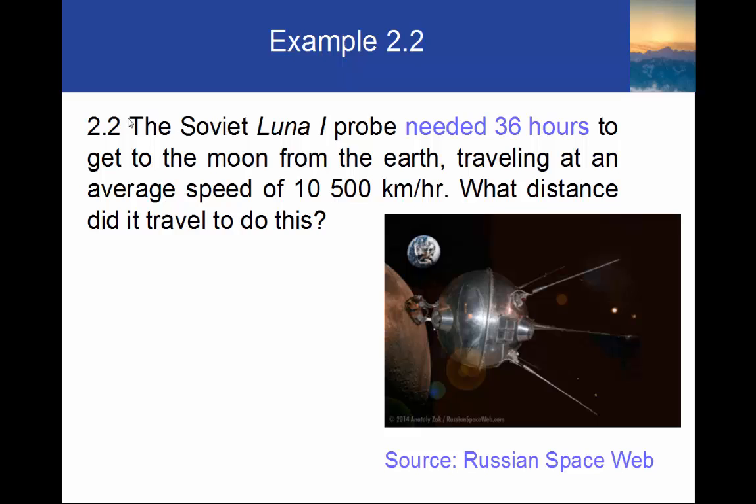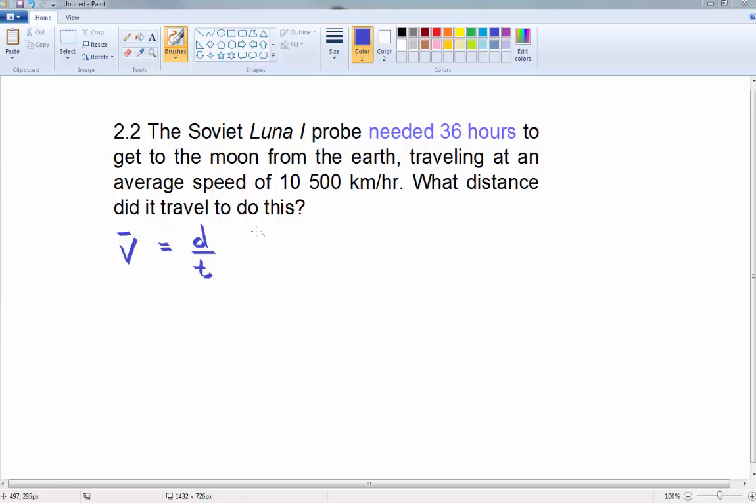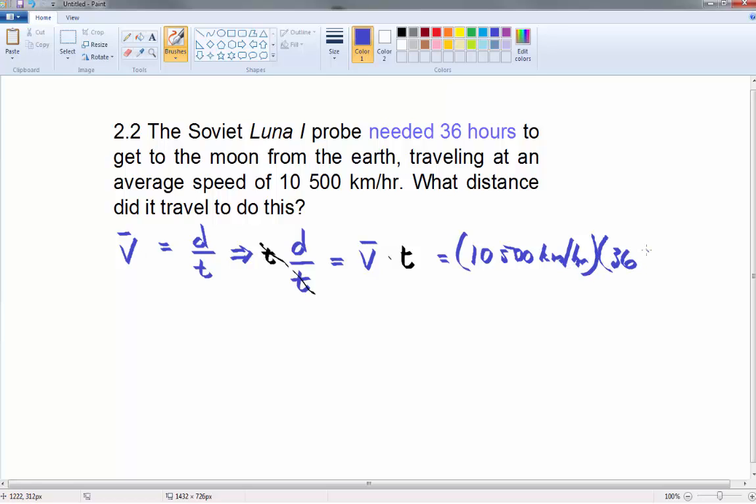The next example says that the Soviet Luna 1 probe needed 36 hours to get to the moon from the Earth, and it traveled at an average speed of 10,500 kilometers per hour. What is the distance that it had to travel in order to get from the Earth to the moon? We have that the average speed is the distance divided by the time. That means we can do some rearranging here. If distance over time is equal to average speed, you can multiply both sides by time, and the time cancels on one side. You're left with distance equal to average speed times time. That would be 10,500 kilometers per hour multiplied by 36 hours. So we need to multiply these two numbers together.